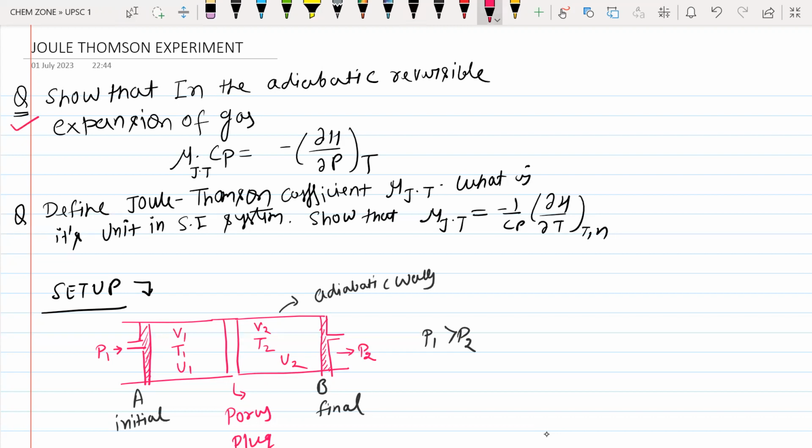This type of question is asked repeatedly. What is the Joule-Thomson coefficient? This is the expression which was repeatedly asked during the previous year exams. So let's discuss how this expression comes, how we need to write the answers, and what other questions can be asked from this topic.